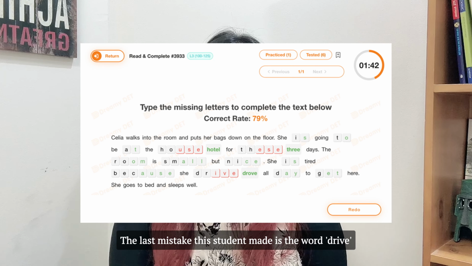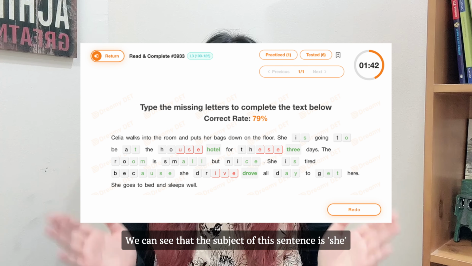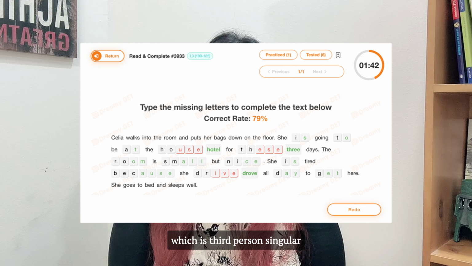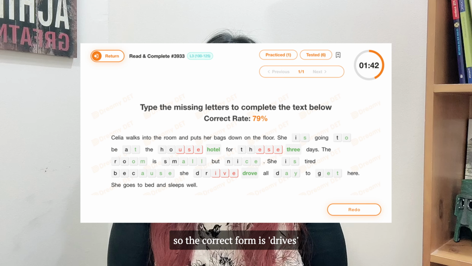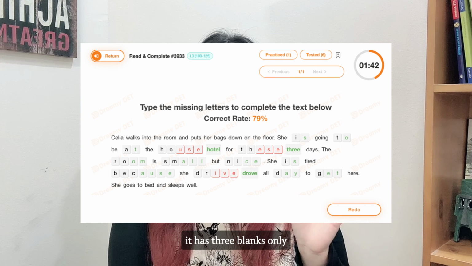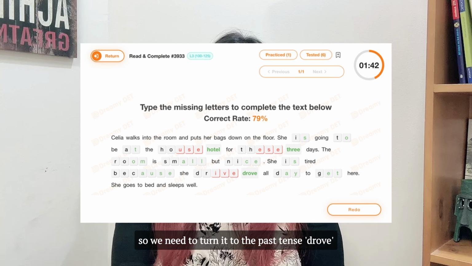The last mistake this student made is the word drive. We can see that the subject of this sentence is she, which is third person singular. This requires adding an S at the end of the verb. So the correct form is drives. However, it has 3 blanks only, so we need to turn it to the past tense, drove.